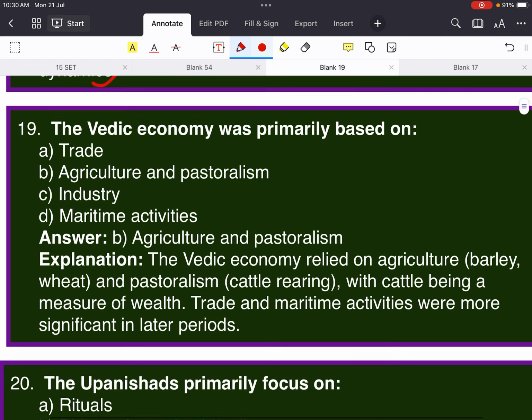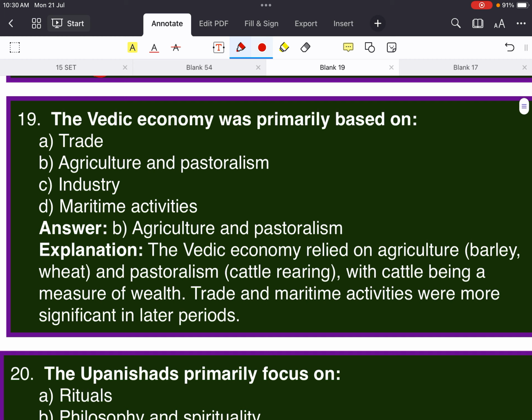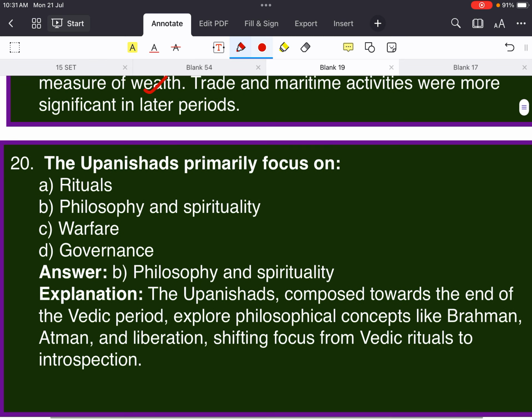Question number 19. The Vedic economy was primarily based on agriculture and pastoralism. Option B. The Vedic economy relied on agriculture, that is barley and wheat, and pastoralism, that is cattle rearing. Remember, in the Vedic period, cattle is considered as wealth. Trade and maritime activity were more significant in the later period.